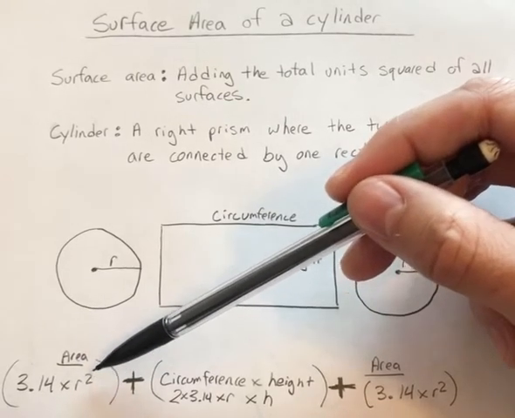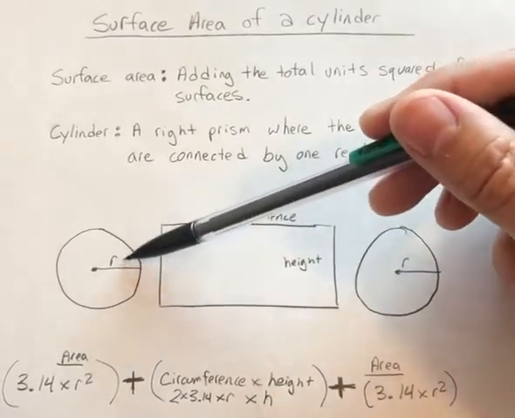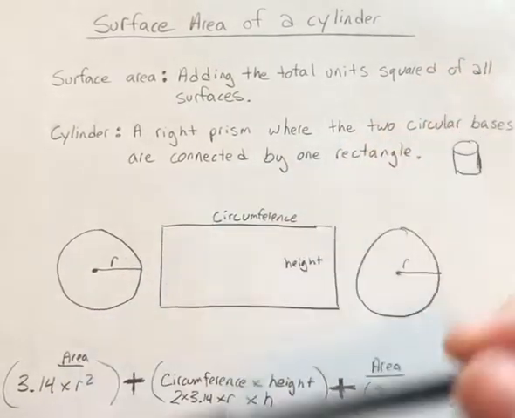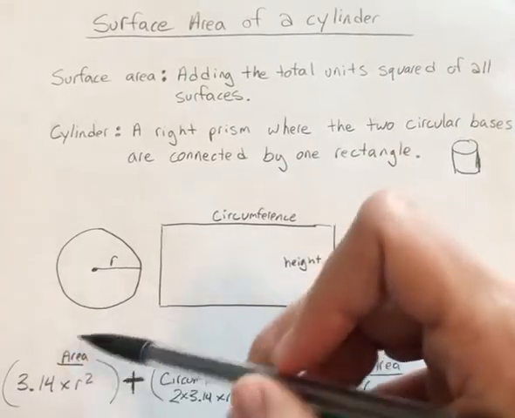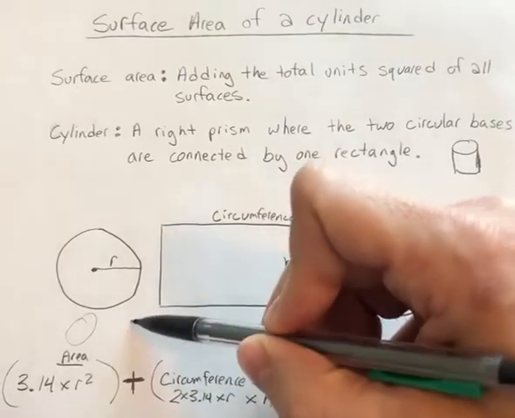Remember your order of operations, exponents come before multiplication. So you would take radius squared, multiply it, and you would get the same answer for both circles, and you wouldn't do anything yet with it.